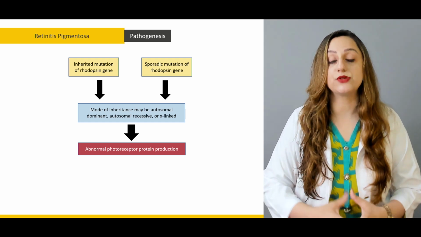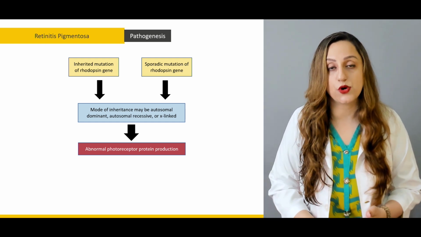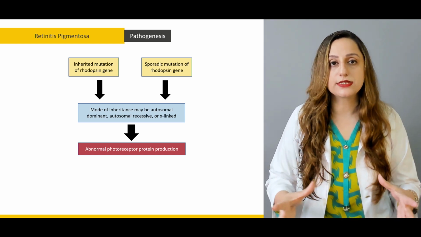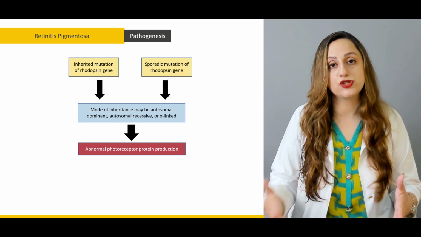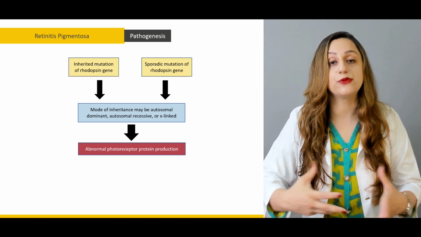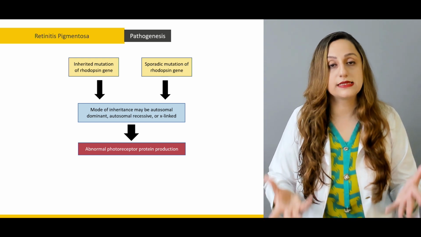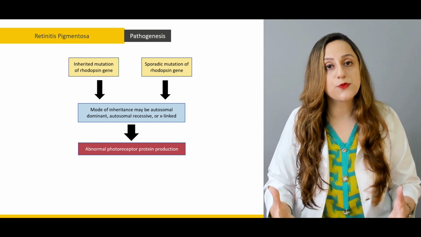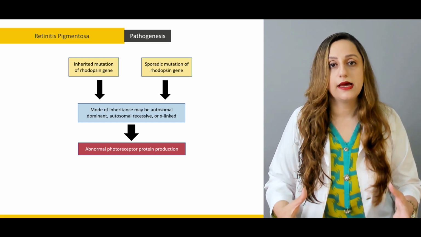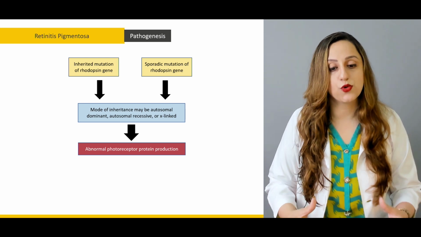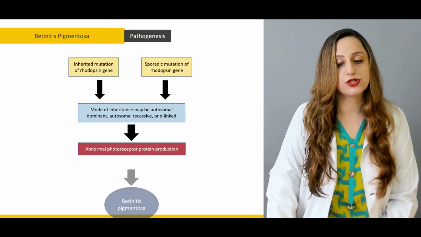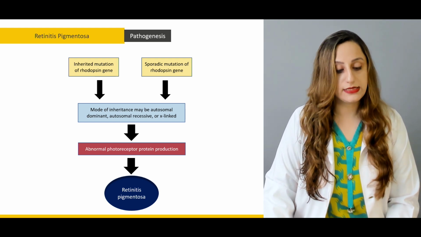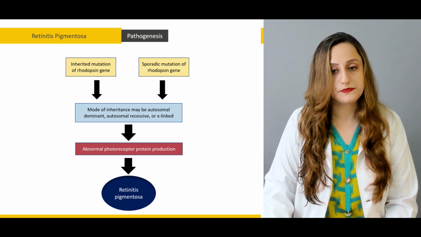Here, I would like to emphasize that the photoreceptors we are talking about are the rods and the cones. The rods are responsible for dim light adjustments, or how dim lights are perceived. This is very important. The rods play a pivotal role in that. And the cones are responsible for the most central and clearest vision. So abnormal photoreceptor protein production is one of the steps that is going to result in retinitis pigmentosa in these individuals.